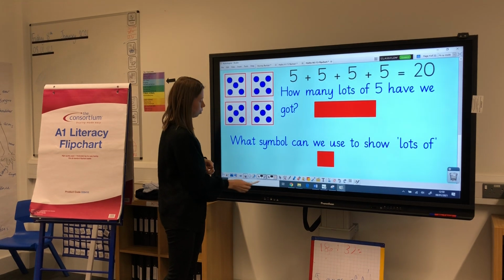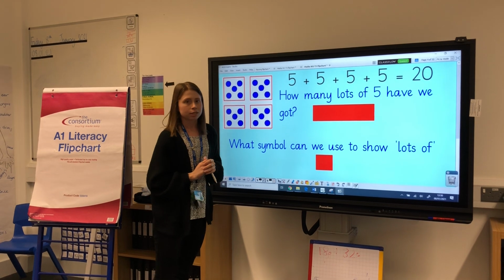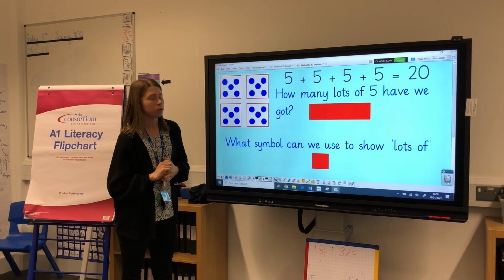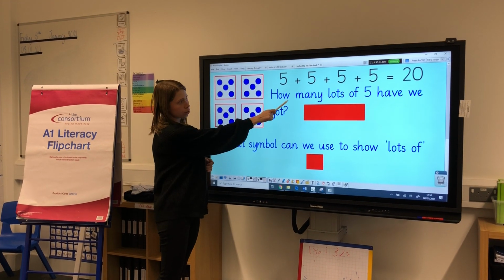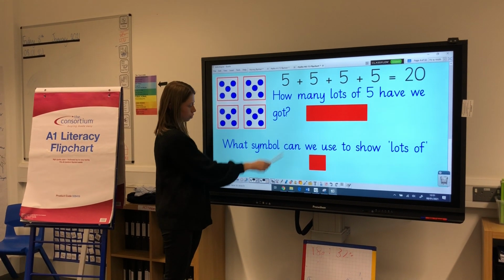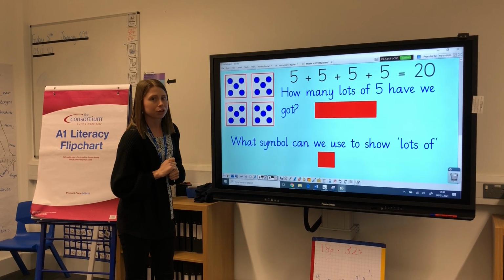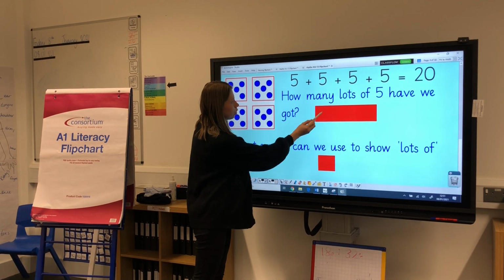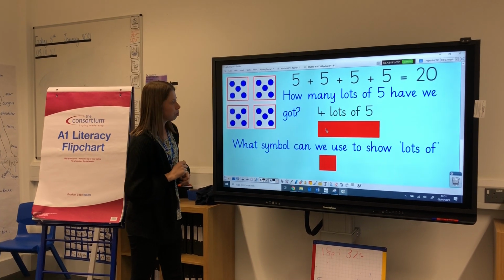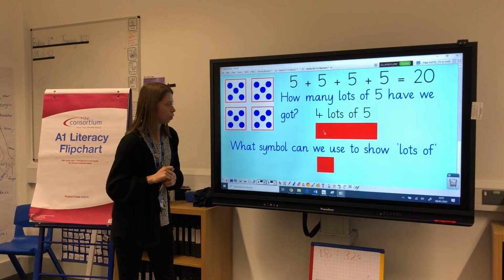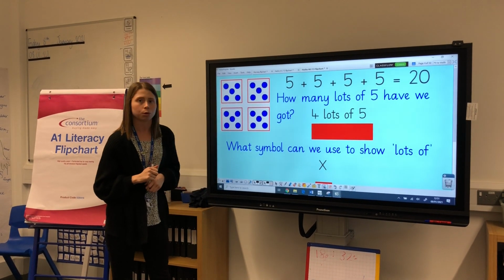Now, up on the board, we've got our equal groups back. We already know the repeated addition number sentence because we've just done it a second ago, haven't we? And we know the answer is 20. So how many lots of 5 have we got? I want you to tell your adult just there, and I'm going to reveal the answer. So we have got 4 lots of 5. And we can replace the lots of with our new symbol. And our new symbol is the multiplication symbol.